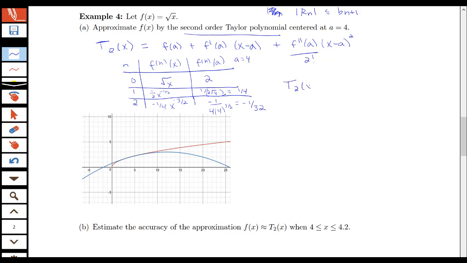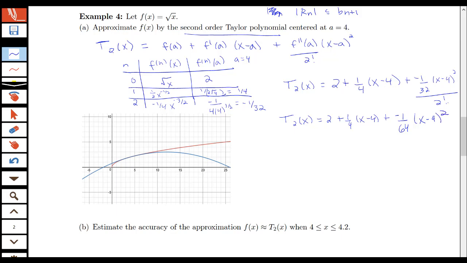So this gives us that T2 of x is equal to 2 plus my first derivative at 4, which is 1/4, times x minus 4, plus I'll have negative 1 over 32, which is my second derivative at 4, times x minus 4 squared, and I need to remember to divide that by the 2 factorial. So if I wanted to simplify this a little bit, I have 2 plus 1/4 times x minus 4 plus negative 1 over 32 divided by that 2 factorial. So 2 factorial is 2, so this is negative 1 over 64 times x minus 4 squared.